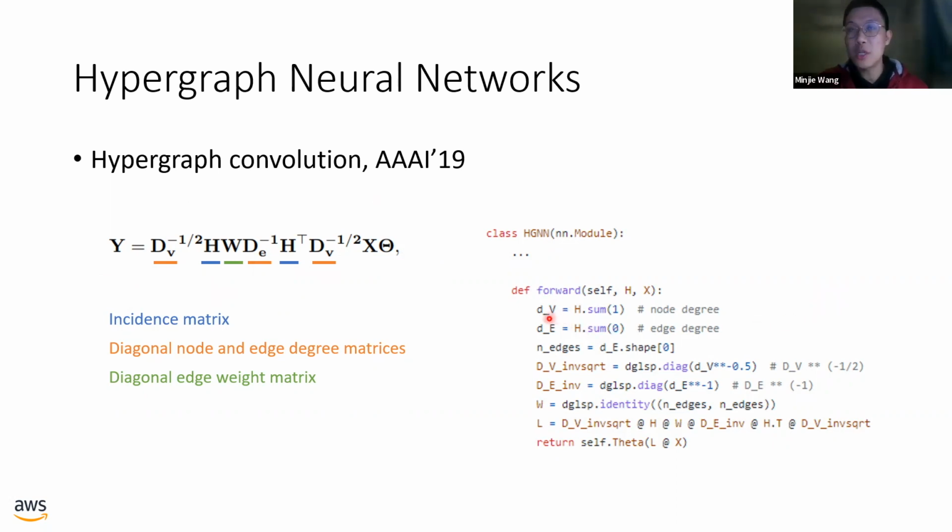First, you compute the vertex degree and the edge degree using the incidence matrix by just aggregating on different dimensions. Then you create these diagonal matrices using the DGL Sparse diag, and do the inverse square root, the normalization factor, and then calculate. Here we are using identity edge weight, and then we just do the matrix multiply like the equation, and you get the final answer. You can see why the API maps to the mathematical equation very nicely.